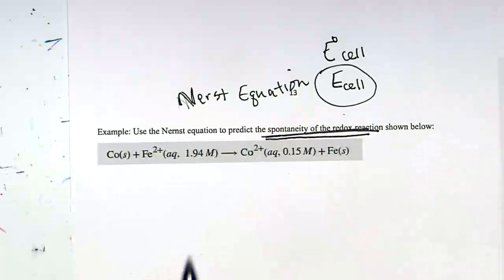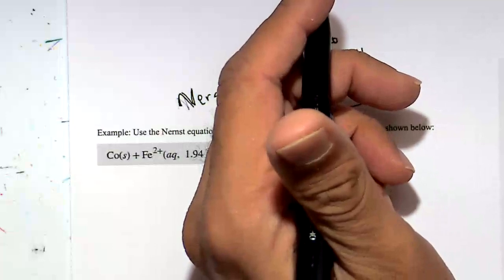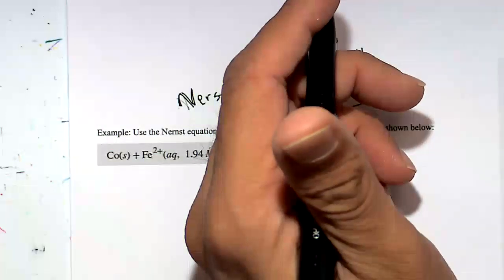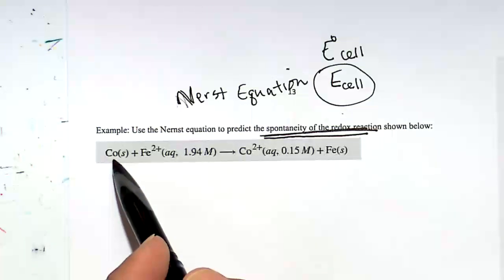So spontaneity of the redox reaction. Redox reaction means somebody gets oxidized and somebody gets reduced. They are a pair, or they are a couple. All right, so let's go ahead and do this.